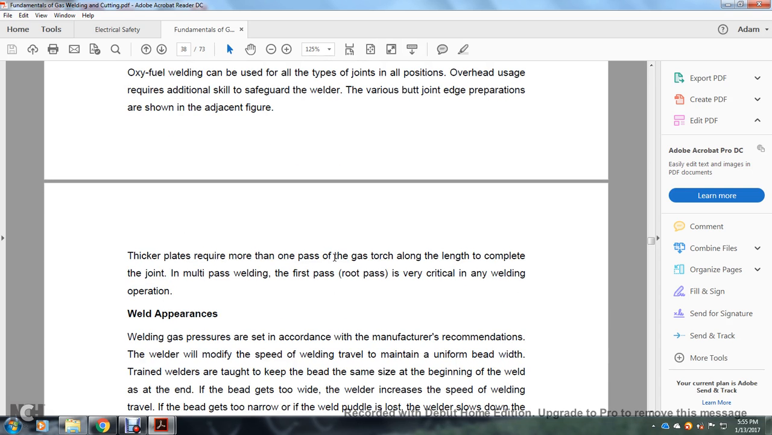Thicker plates require more than one pass of the gas torch along the length of the joint to complete it. In multi-pass welding, the first pass, or root pass, is very critical in the welding operation.